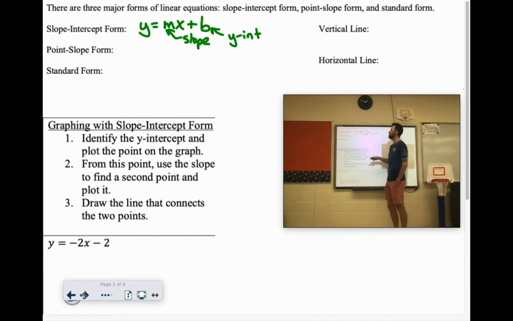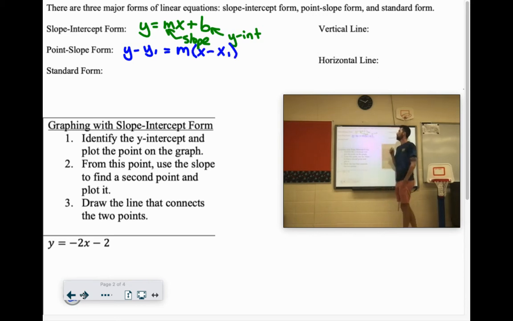All right, point slope form is the goofy one. It's y minus y1 equals m times x minus x1. So again, there's a few important parts. M is your slope, so I'm not going to rewrite that, mostly because I don't have a lot of room there. So y1 is your y coordinate, and x1, x sub 1, is your x coordinate. So we're going to graph one in each form today.